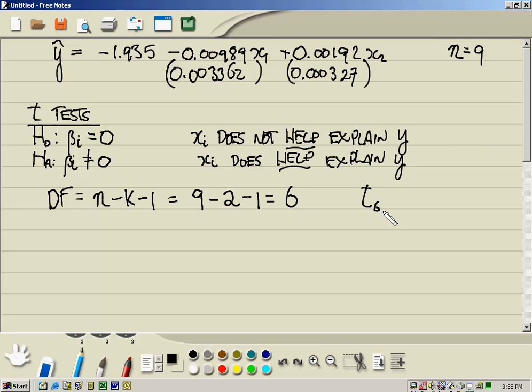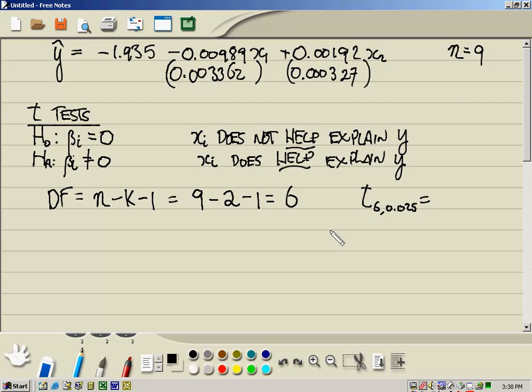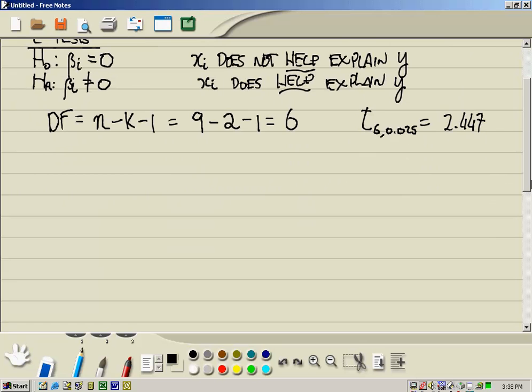We'll use the standard alpha of 5% in all these problems in multiple regression, so our t is one with 6 degrees of freedom, 2.5%. Alright, and that, as you can see, is 2.447. And now we'll write a quick decision rule for that, and the decision rule here will be more abbreviated than it was for simple regression.